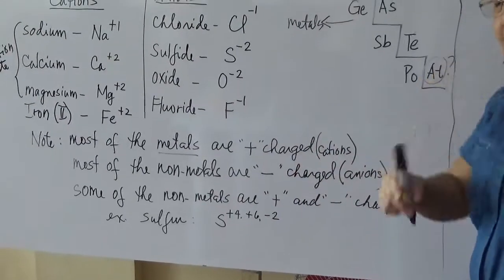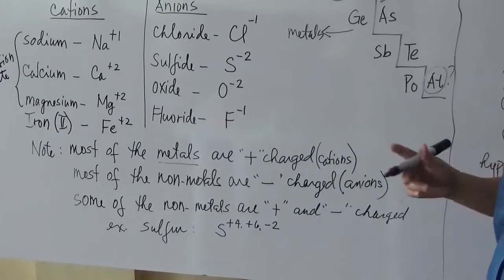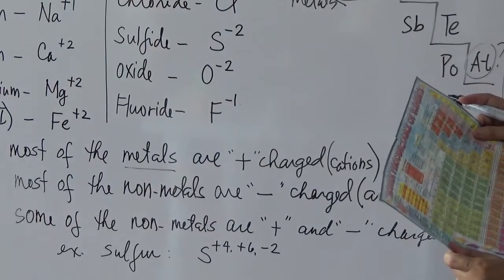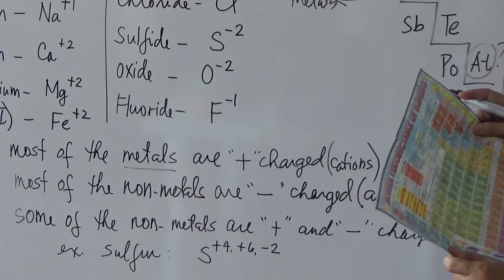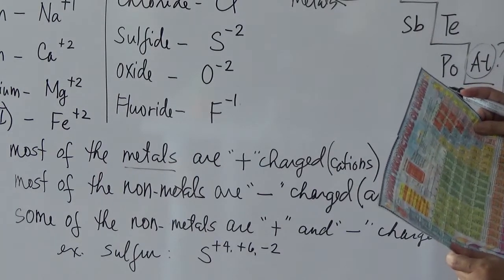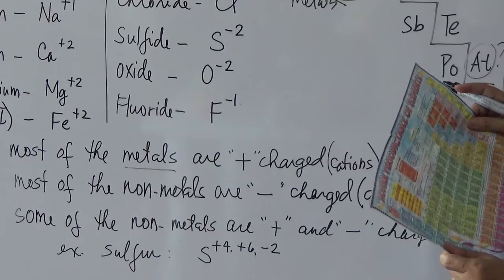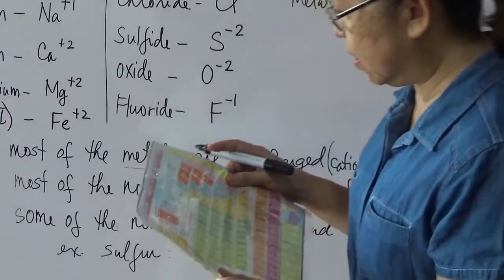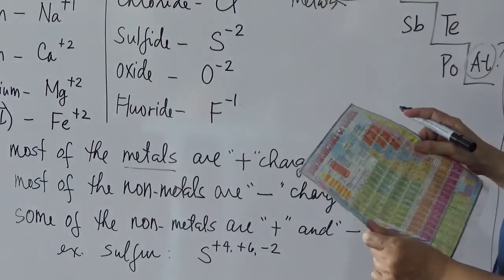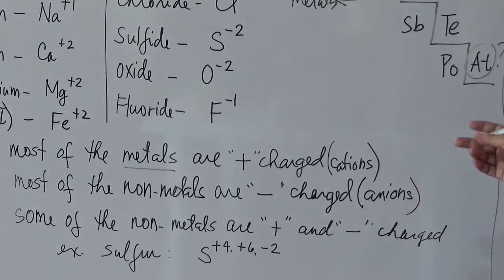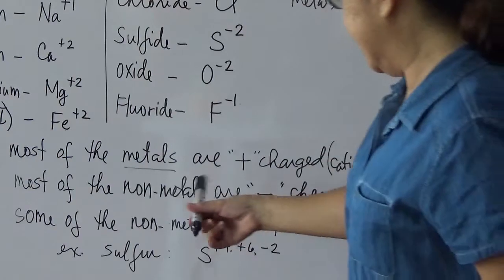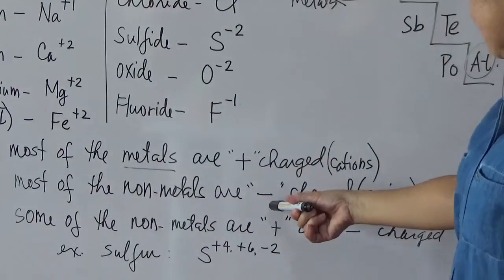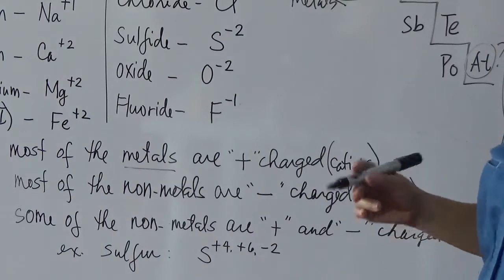Most. Only one metal has a negative charge. You can check it in your periodic table, and that is only rhenium. Rhenium has -1 charge, then +6 and +7. The rest of the metals are positively charged, or they are cations. And the non-metals are negatively charged ions, or anions.